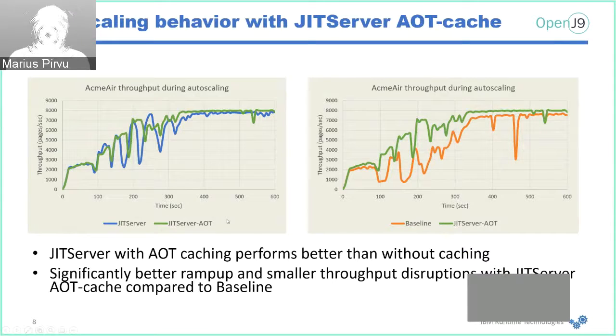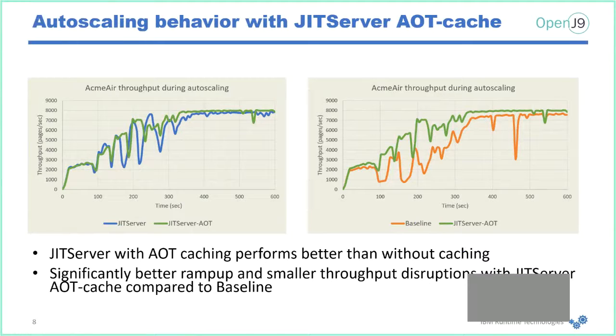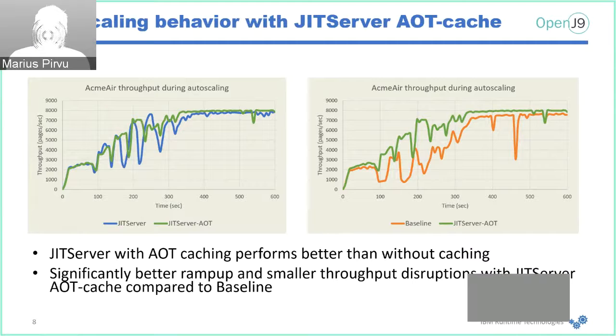And on the right, I have a comparison between the best and the worst: the baseline compared to JITServer with AOT caching. It's clear that JITServer with AOT caching outperforms. The takeaway from this slide is, first of all, that JITServer with AOT caching performs better than without caching. And second, that you get much better ramp-up and smaller throughput disruptions.